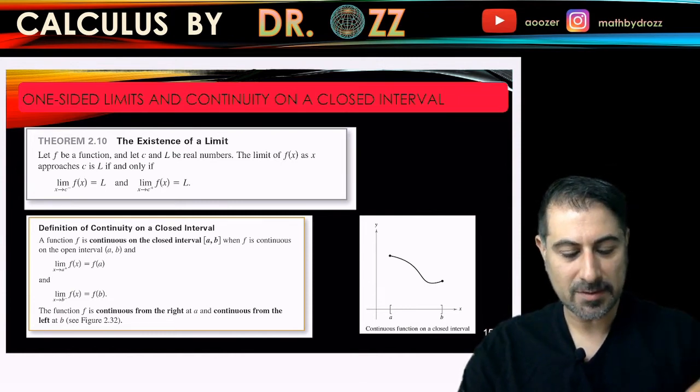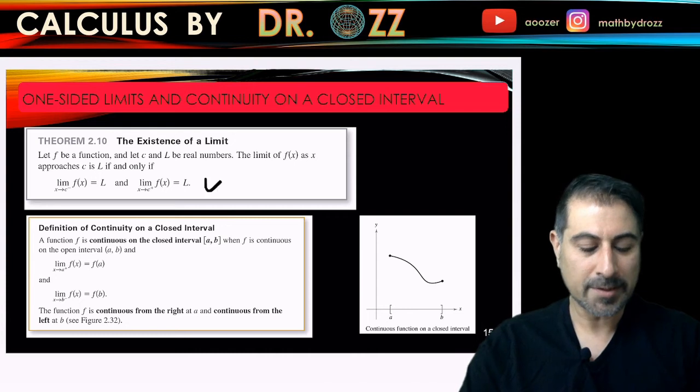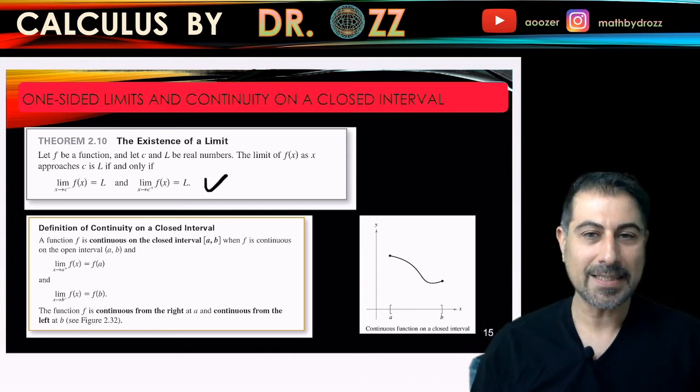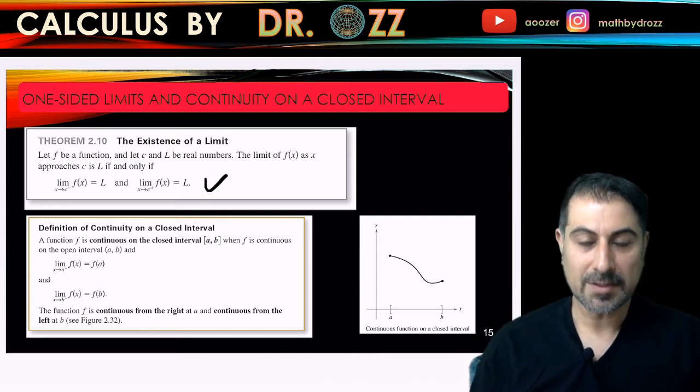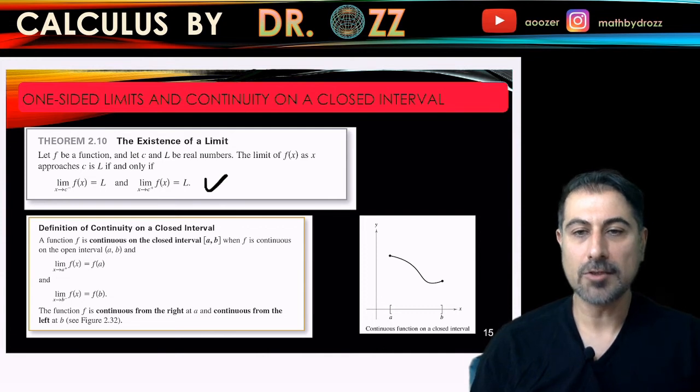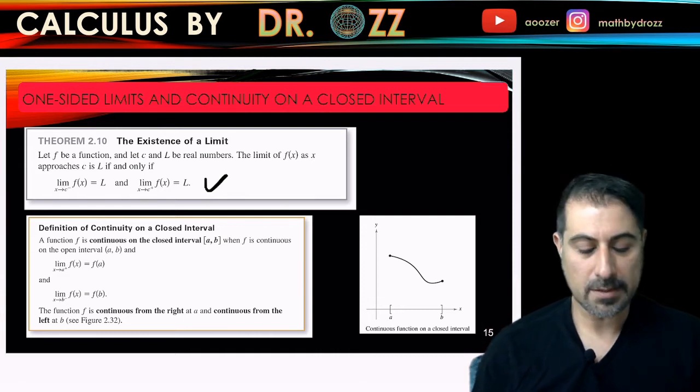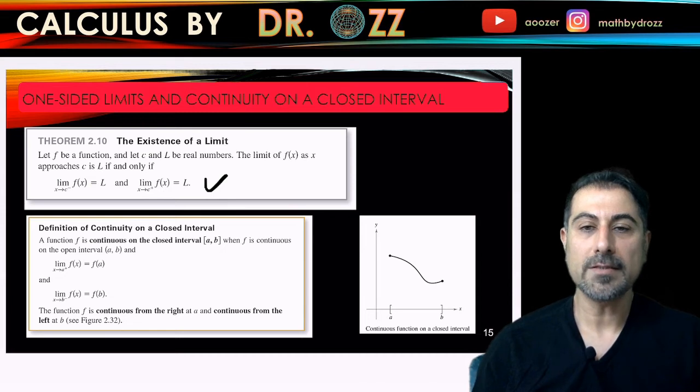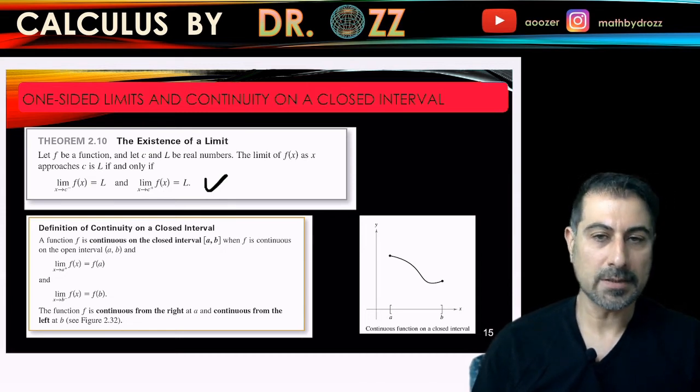So in fact, the existence of a limit relies on the equality of the sided limits. So we used a special notation, c superscript negative sign and c superscript positive sign. These are referring to sided limits. And again, for a function to have a limit at a point, sided limits should exist and should be equal to each other.